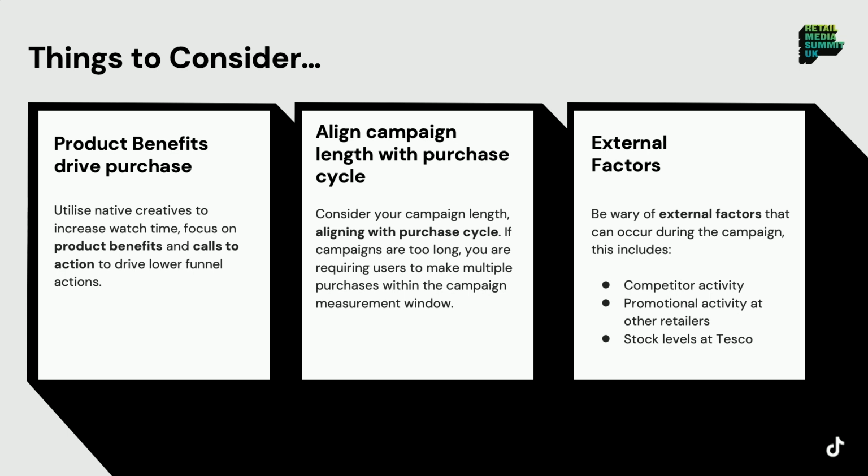So I've touched on these already, but product benefits drive purchase, aligning campaign length with purchase cycle. But there's a few other things that we always want to touch on as well, such as external factors. So what are your competitors doing at that point in time within the market, promotional activity of other retailers, and also I put in stock levels at Tesco because this is utilizing dunnhumby data.